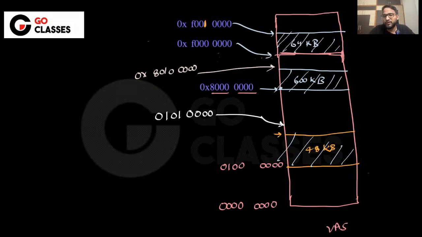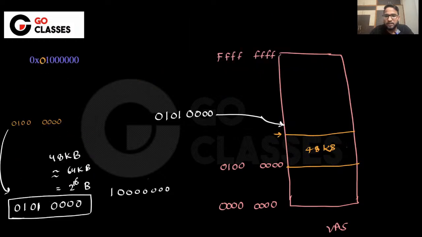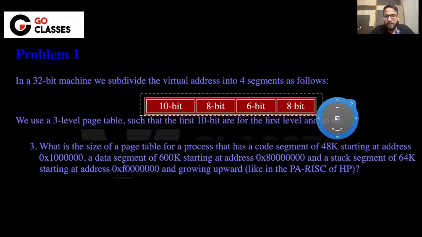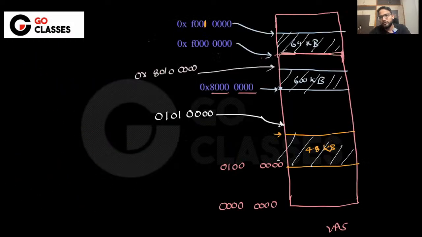Now, what they're saying is that if your process is using this kind of thing, then what should be the size of the page table? Can you quickly convert this 48 KB into the number of pages? So the page size is 2 power 8, right? So just convert that to the number of pages. So how many pages are we needing at every section?